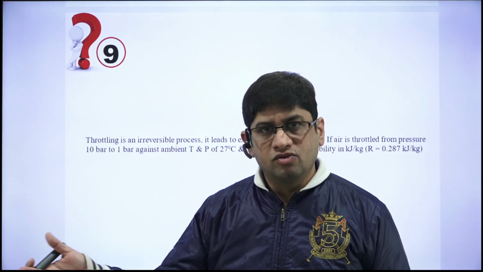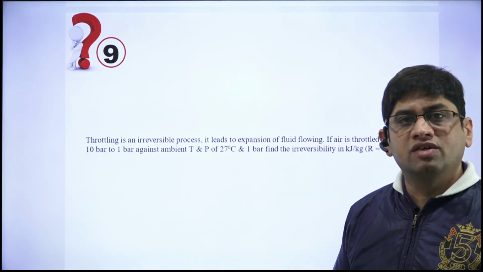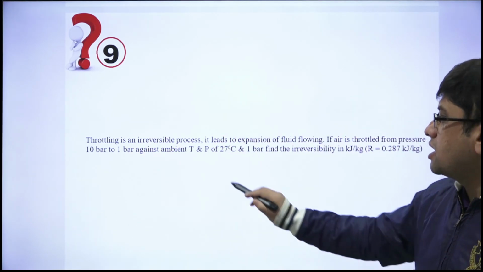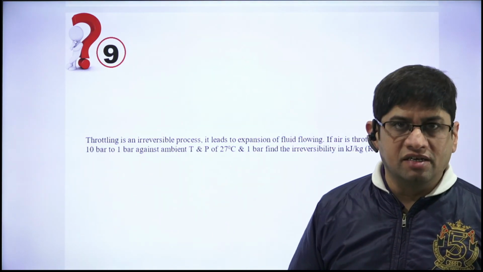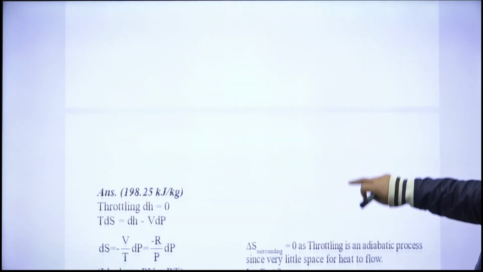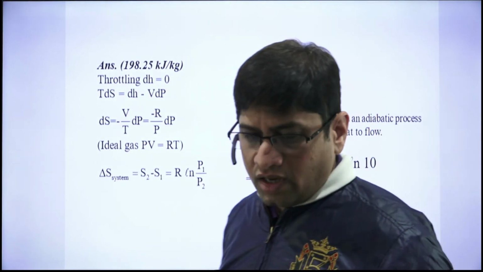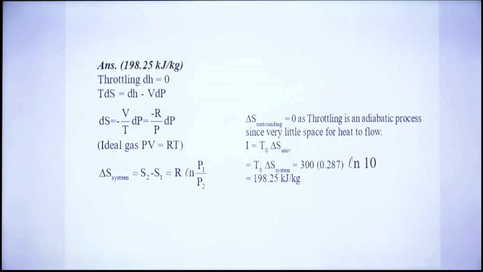In this particular case, it is given that throttling is an expansion process from 10 bar to 1 bar. P1 is given as 10 bar, P2 is given as 1 bar, and ambient temperature T naught, P naught is also given to us. We have to find out the irreversibility. Now let us see how. As we know, in a throttling process dH is equal to 0.